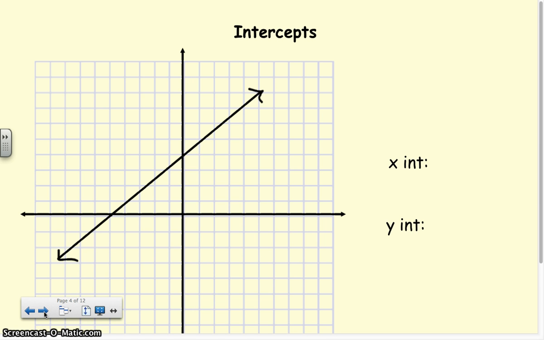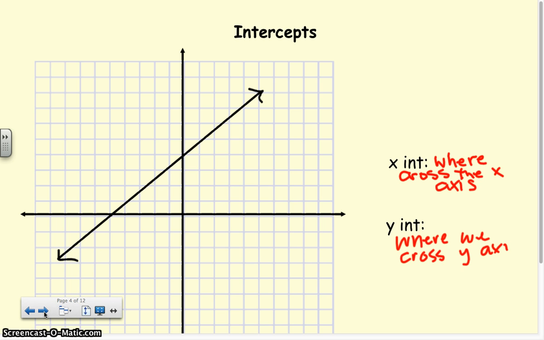So again, the x-intercept is where we cross the x-axis. And the y-intercept, which we've been exposed to in 5.3, is where we cross the y-axis. So looking at this example here, it looks to me like I have a y-intercept right here, and then I have an x-intercept right here.